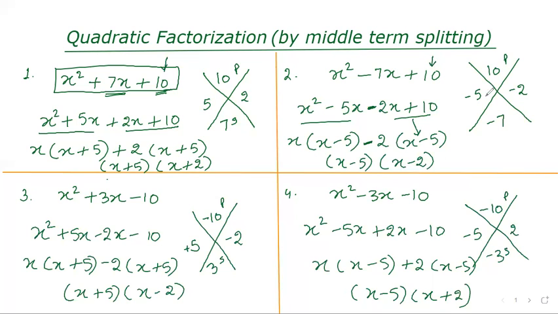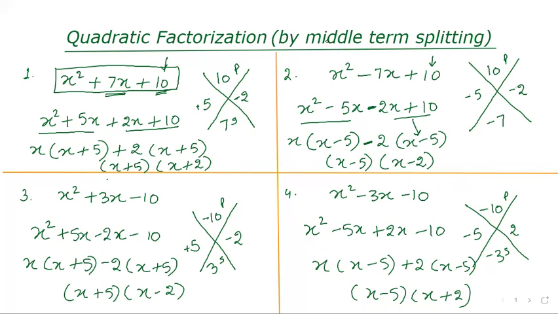So the two middle terms will be the same sign. Here it is plus 5 plus 2, here it is minus 5 minus 2. In the third and fourth question, the constant term is minus. So the two terms will have different signs. One will be positive, one will be negative. And the bigger term will carry the sign of the middle term.